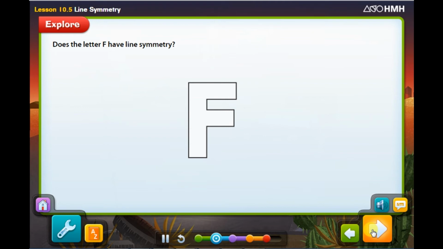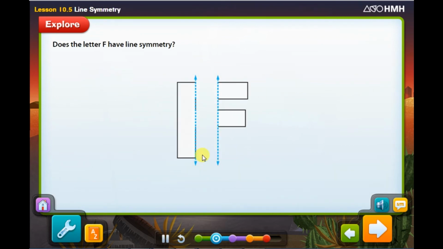Does the letter F have line symmetry? What do you need to do to find out if F has line symmetry? You can start by folding the letter. Let's try folding the F vertically. Are the two sides the same size and shape? No, they aren't. So F doesn't have a vertical line of symmetry.